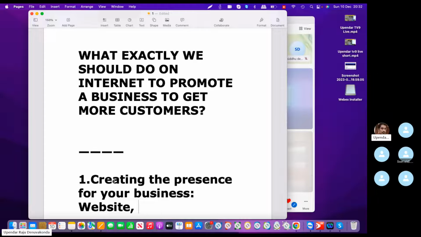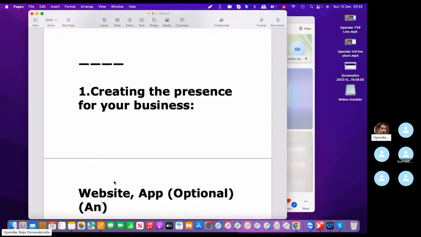Going forward, we will discuss all these things, but still try to remember these important points whenever you think of a website. The website helps you give all the information about your business on the internet in a fraction of a second. So you need to create a website first, and an app is optional. You can develop an app on Android and iOS, the Apple Store. I don't need to explain much about it because you know about it.